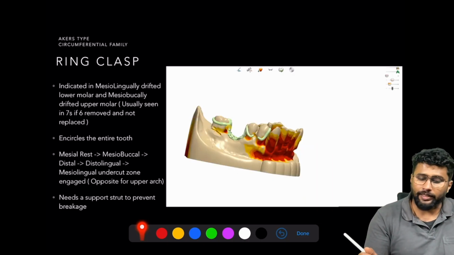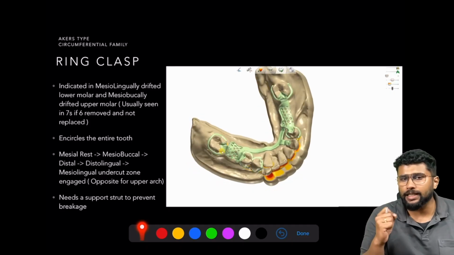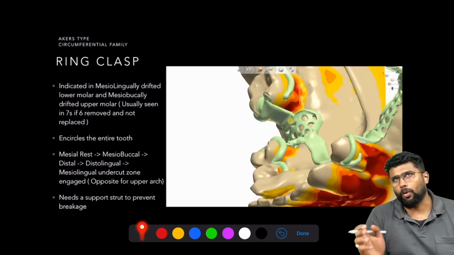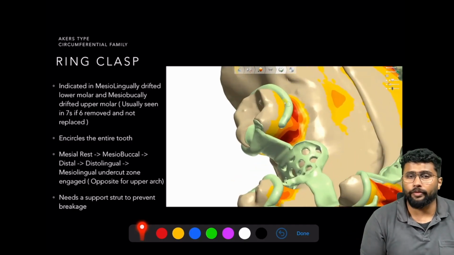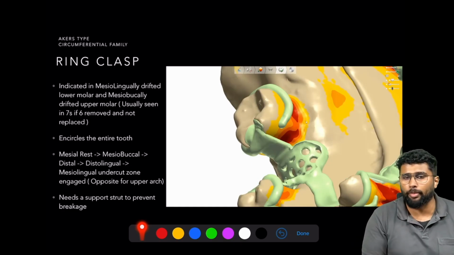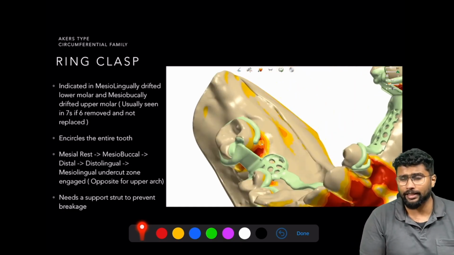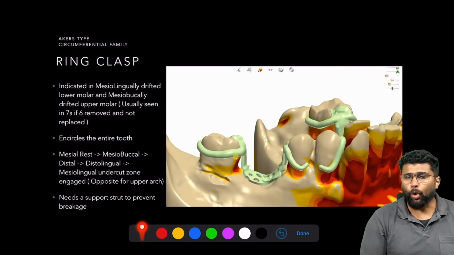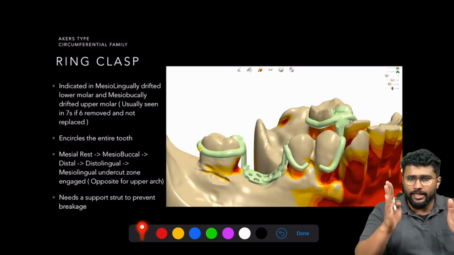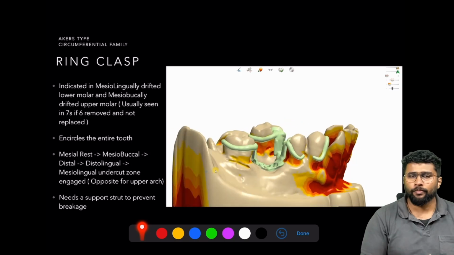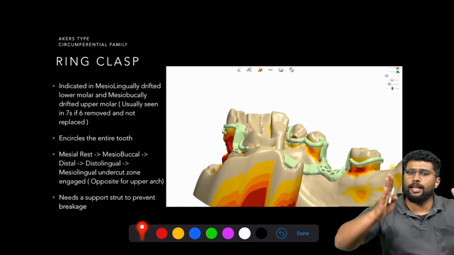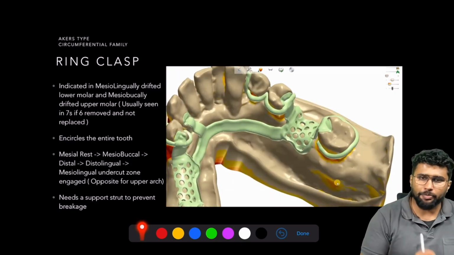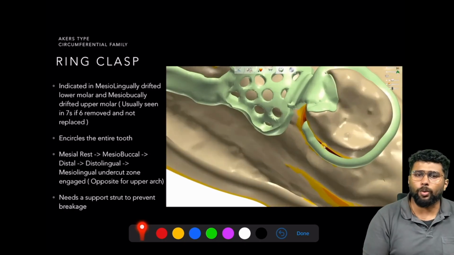Now, next is the ring clasp. This has a very specific indication in tipped molars. Now, you might see in long-standing cases of edentulism where, for example, the molars might have been extracted, say the 6 is extracted, the 7 usually tends to drift in. In the lower arch, it is usually a mesial and lingual tilt, whereas in the upper, it is usually a mesial and a buccal tilt. Now, the ring clasp is specifically designed to counteract this problem.